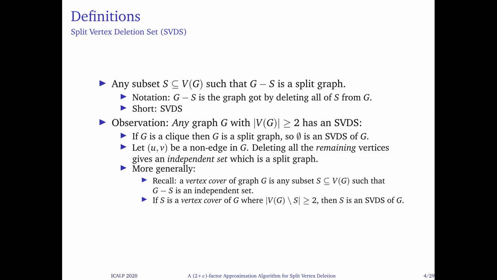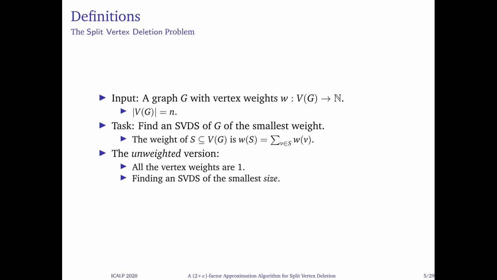A simple observation is that any graph G with at least two vertices has a split vertex deletion set. In particular, recall that a vertex cover of a graph G is any subset of vertices of the graph such that if you delete this subset from the graph, what is left is an independent set. So if a graph G has a vertex cover S such that after removing the vertex cover, there are at least two vertices left, then this vertex cover S is a split vertex deletion set of G.